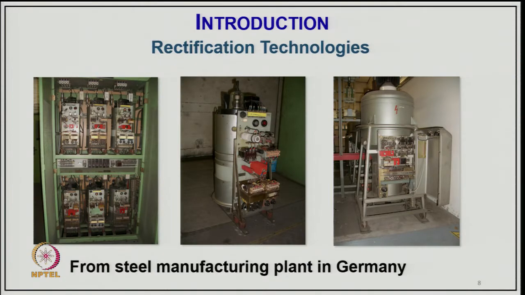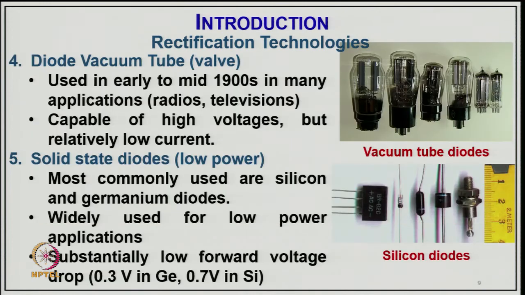These are some photographs from a steel manufacturing plant with rectification in Germany, and later on it went to the vacuum tube. In rectification technology, diode vacuum tubes evolved and were used in the early 1900s in many applications like radio and television, capable of high voltage but relatively low current. Later, around 1950, we have solid state devices of low power, as you can see in the photograph here of a silicon diode.